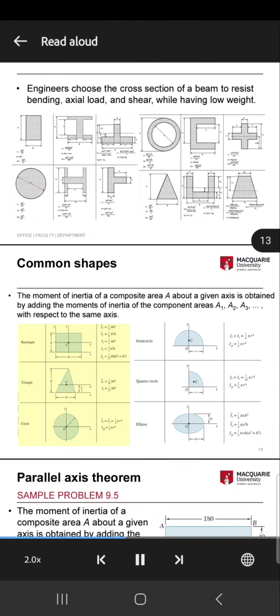Common shapes. Rectangular shaded area in the first quadrant with base b, height h, and centroid point C located at the intersection of the x and y axes. Triangular shaded area with base b, height h, and centroid point C. Circular shaded area centered at the origin with radius r and centroid point O. Semicircular shaded area in the first and second quadrants, symmetric about the y axis, centered at the origin with radius r and centroid point C. Quarter circle shaded area in the first quadrant with radius r and centroid point C.